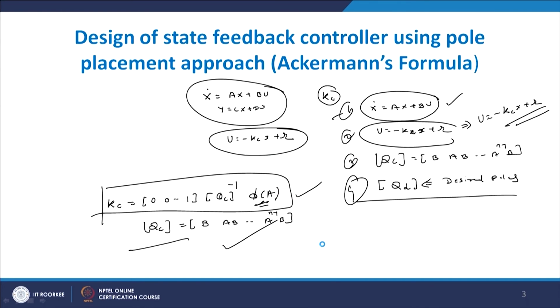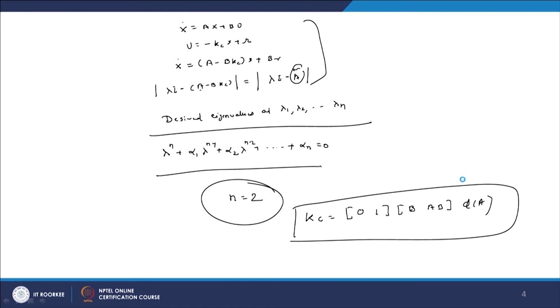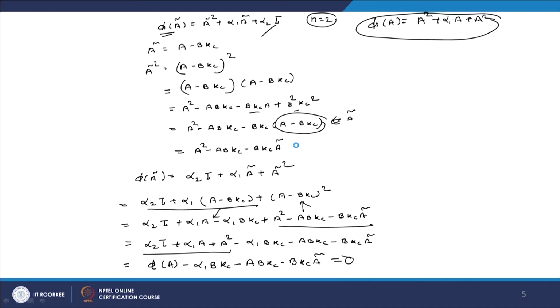So, we have a state space model x dot equals A x plus B u, and we have a control law. Now, here is the controllability matrix. What we have done here is write A minus B K C in terms of A bar. The desired eigenvalues, lambda 1, lambda 2, can be written in terms of this, and phi of A bar is written as A bar square plus alpha 1 A bar plus alpha 2 I, that is for n equals 2.